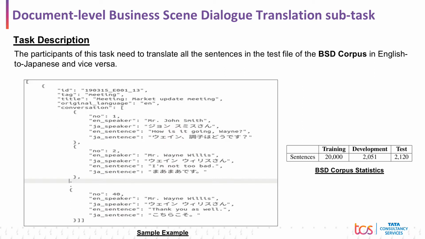These are the statistics of the BSD corpus, where we had around 20k sentences for training, 2k for development and 2k for test. Although it was a document level task, we tackled this task as sentence level NMT. In order to do this, we applied several domain adaptation techniques.